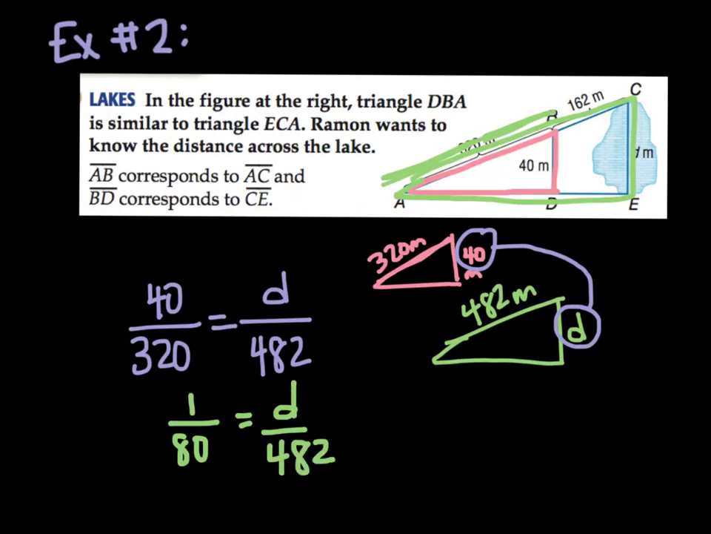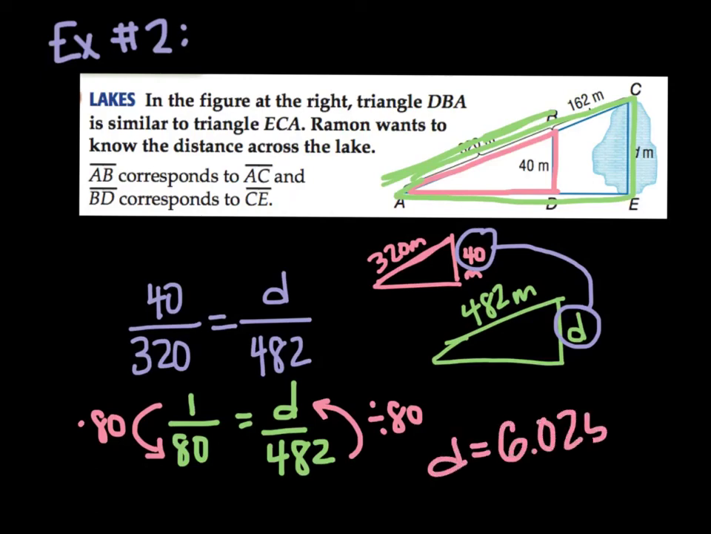Now I can solve this fairly easily because I can use my scale factor and go from 1 to 8. 1 times 8 is 8. So I could go the same way, but I'm going to actually go the other way because now I can divide by 8 and get my answer much easier. And 482 divided by 80 gives me an answer of 6.025, which means the answer to my problem is 6.025 meters.